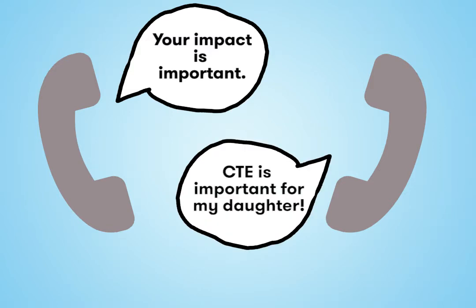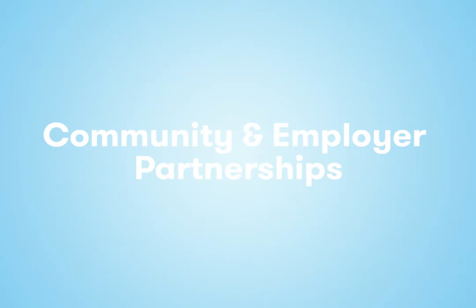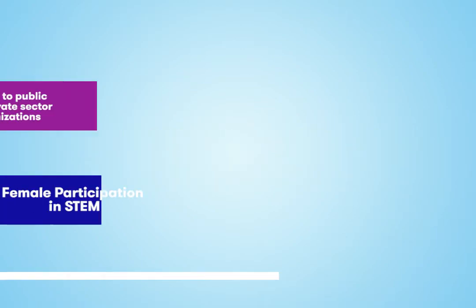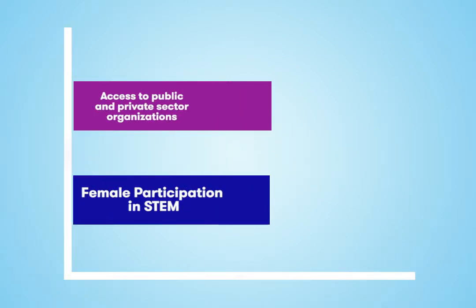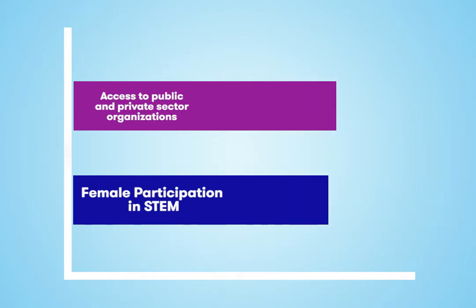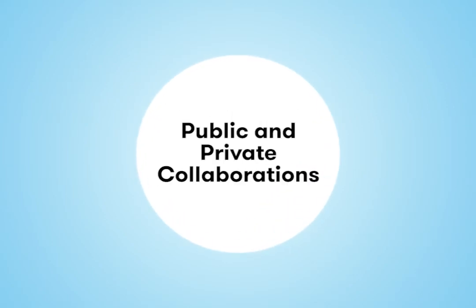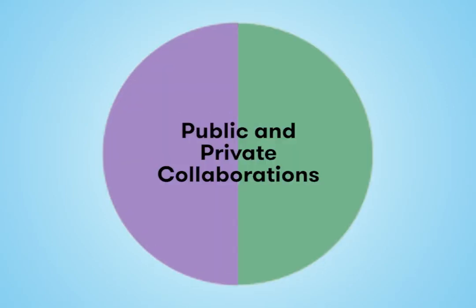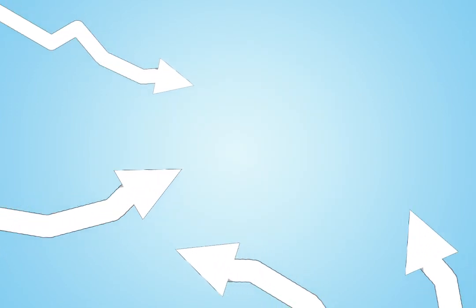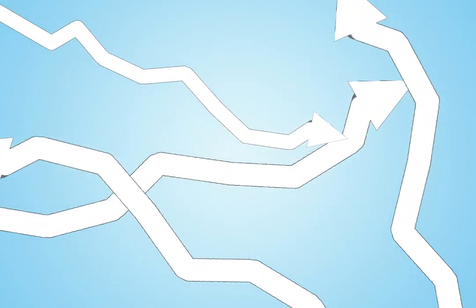Number 6, community and employer partnerships. Maximize access to and interaction with public and private sector organizations and institutions interested in expanding girls' participation in STEM. Forge partnerships with employers. Promote the expansion of public and private collaborations with secondary and post-secondary programs to provide career pathways for students and support in-demand industries and occupations.